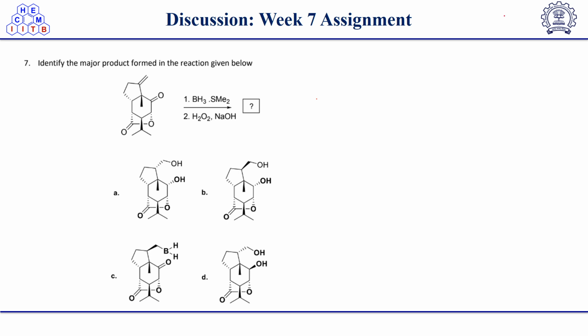Out of the three options given here, in the first option and second option, this particular alkene is converting into CH2OH, but differing in the corresponding stereochemistry. And in the third option, this is converting into CH2BH2. So what will be the major product formed in this reaction?